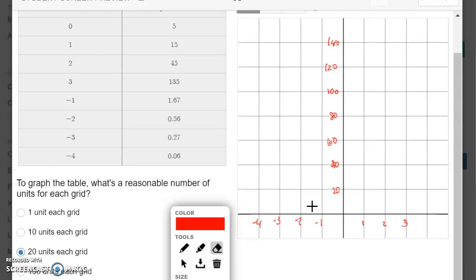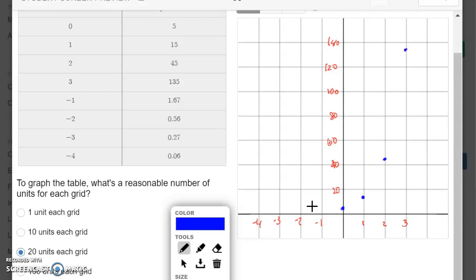Okay, so let's graph it. When x was equal to 0, y was 5. So that's 10 here, and half of 10 is about here. I am going to get a different color, and I'm going to put my 5 approximately here. When x was 1, it was 15. This will be half, so that will be 10, and 15 will be about here. When x was 2, it was 45, between 40 and 50, so 45 will be about here. When x was 3, it was 135. 120, 130, 135 will be about halfway there.